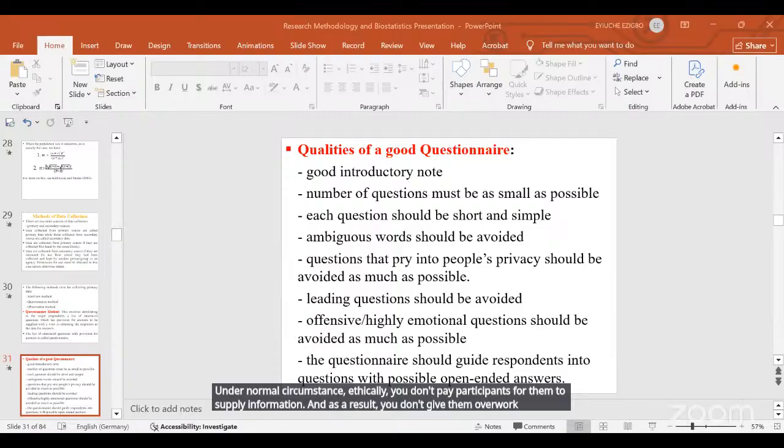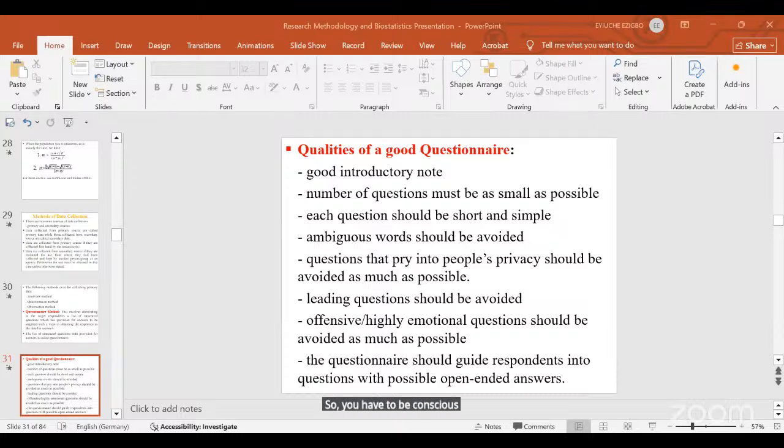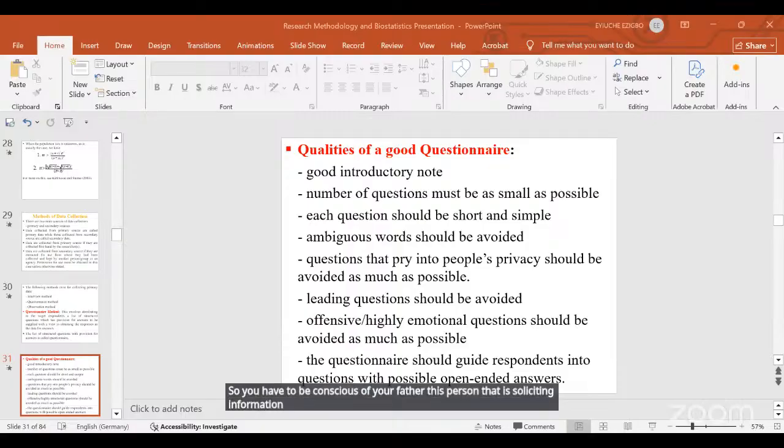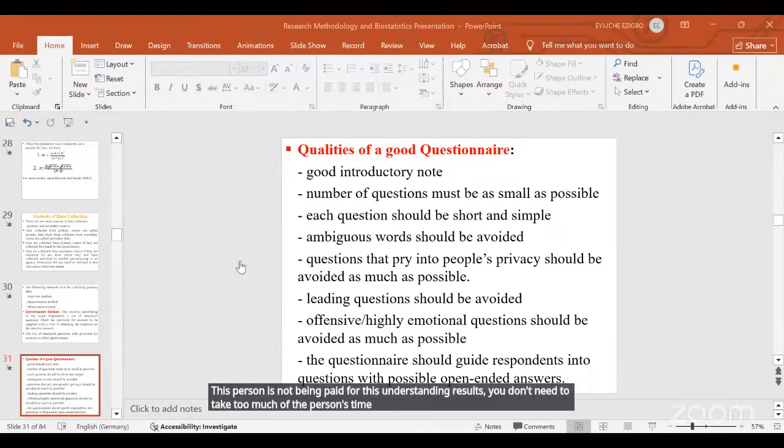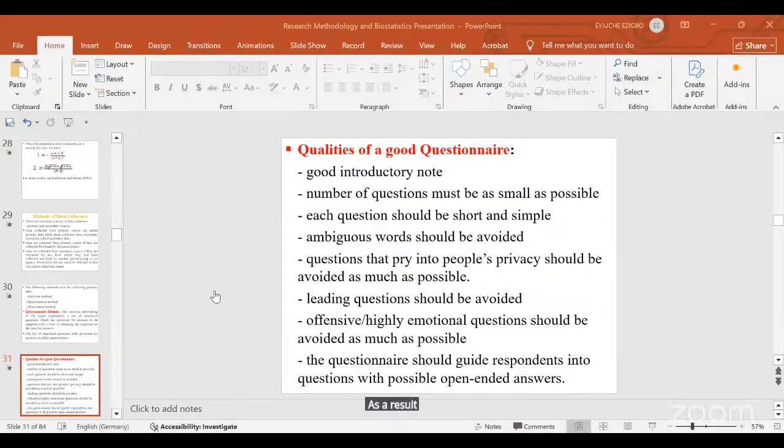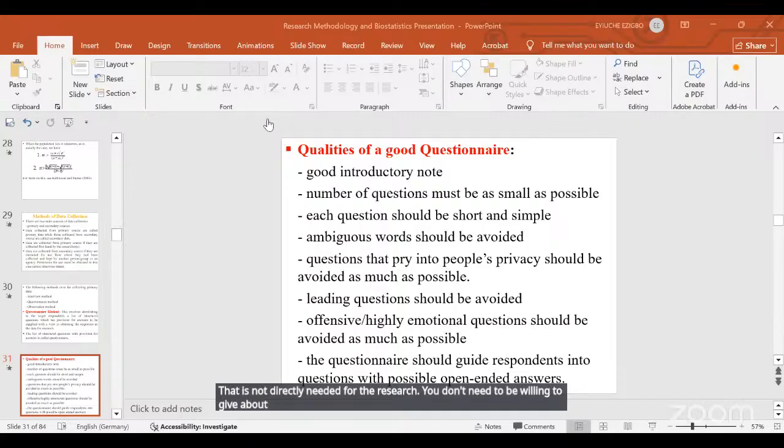So you have to be conscious of the fact that this person you are soliciting information from is busy and is not being paid for this, and as a result, you don't need to take too much of the person's time. Every question that is not directly needed for the research, you don't need to ask. Don't beat about the bush asking so many questions when you know you are not going to use that information for your research.